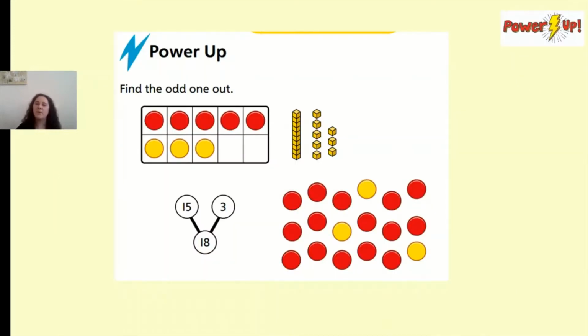Okay, let's start with a power up to warm up those brains. Today's power up, we're going to be finding the odd one out. We've represented some numbers in lots of different ways. We've used a tens frame, some beads, some counters and a part whole model. What we want to know is what is the odd one out? See if you can pause the video and have a discussion with the person you're with to find out which one of these is the odd one out.